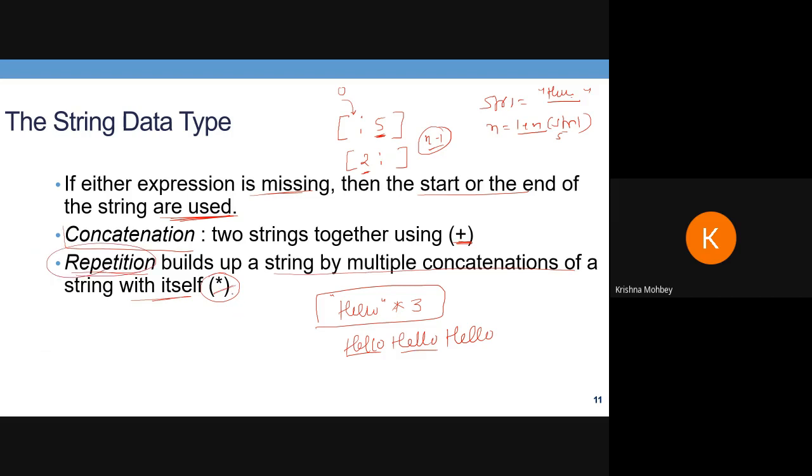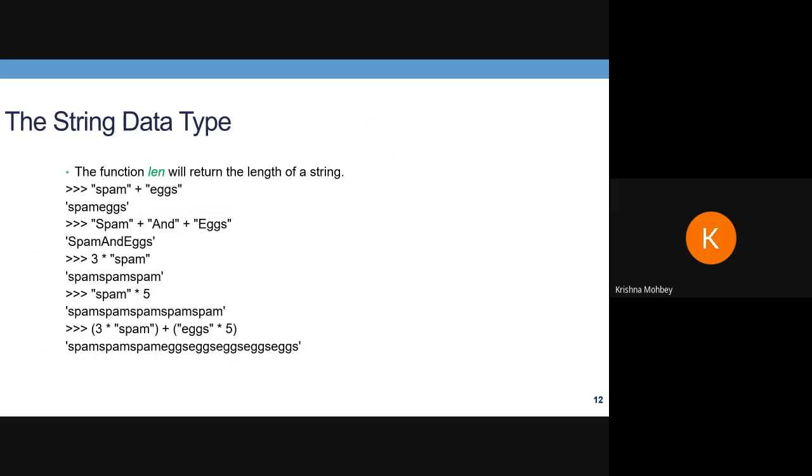So for repetition, the multiplication symbol is used, and for concatenation, we use the plus. For concatenation, like hello plus hi, these two things will combine together and "hellohi" will be there, like this. The plus as well as star are the two operators we have to perform operations on strings. You see here the example.